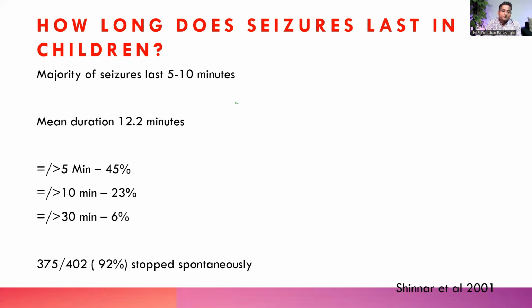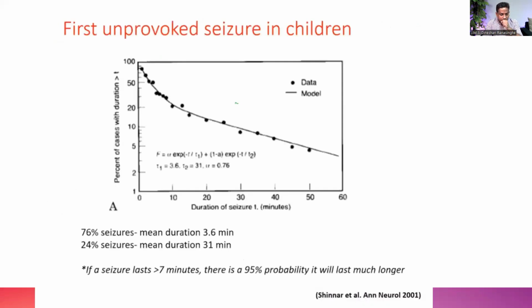So you can wait for 5 minutes. This is again the duration of the first seizure. In 76% of the seizures, the mean duration is around 4 minutes. In 24% of the seizures, the mean duration is 3.1 minutes. So if a seizure lasts more than 7 minutes, only then would there be a probability that the seizure would not stop.